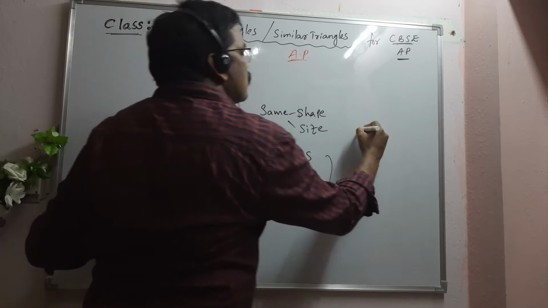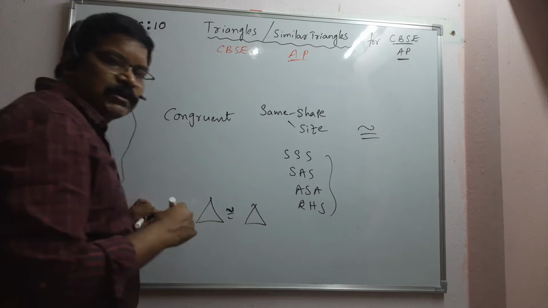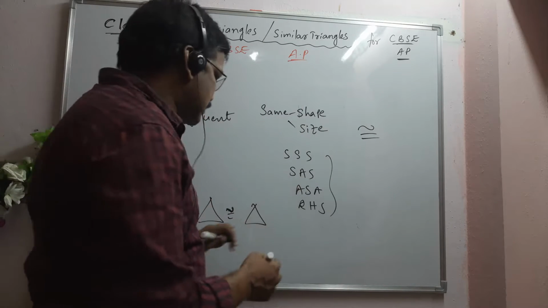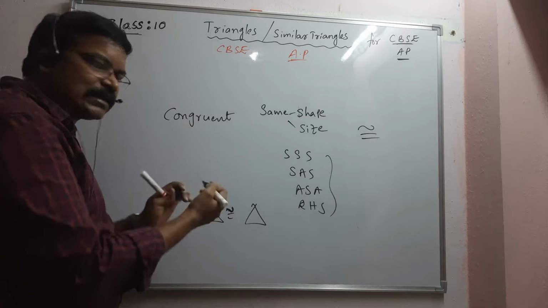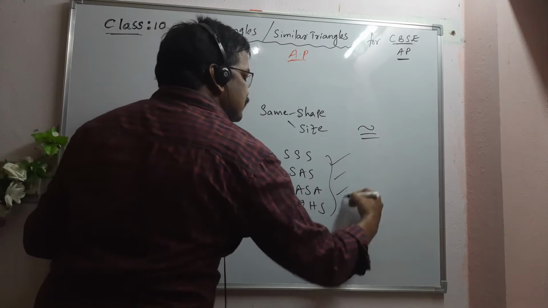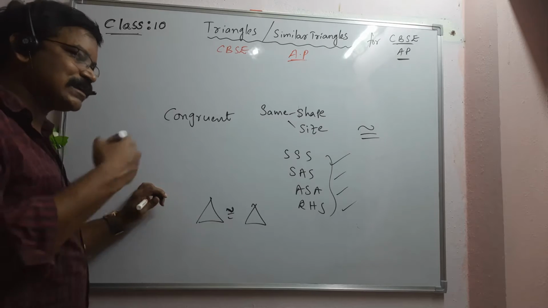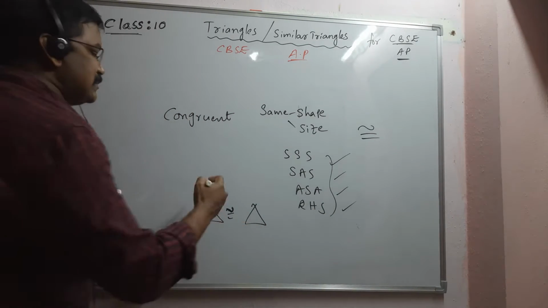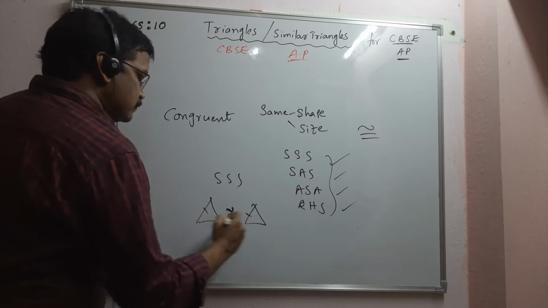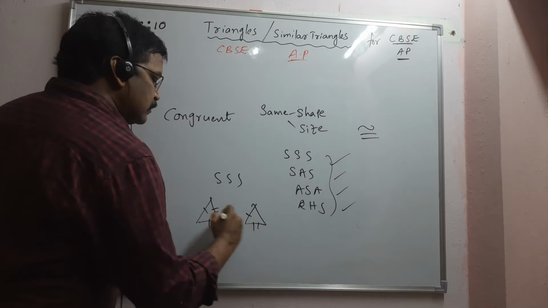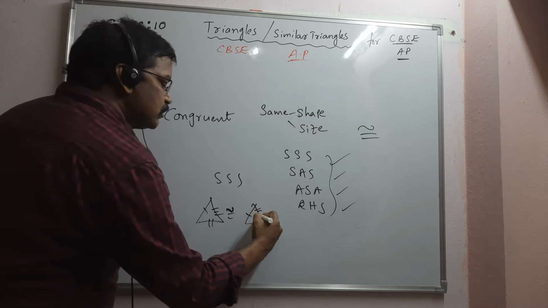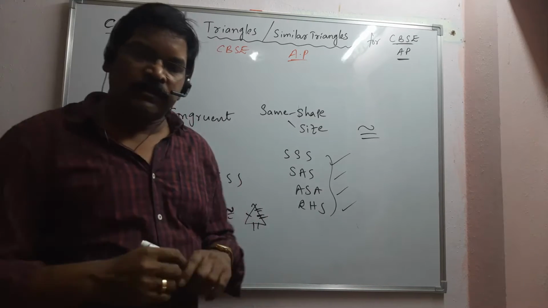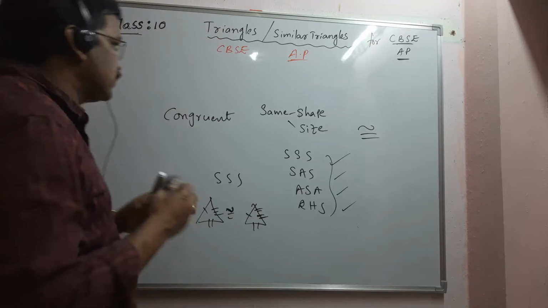This is the symbol of congruency. Congruent means, as I told you, same shape and same size. Coming to the triangles, they must satisfy any one of these axioms: SSS, SAS, ASA, and RHS. So this is SSS. Here three sides are respectively equal to the three sides of the second triangle. So this is about congruency, right?